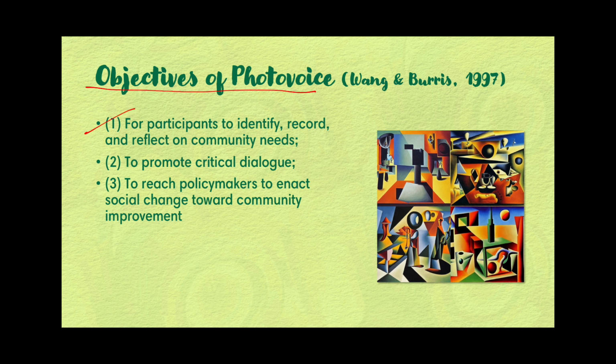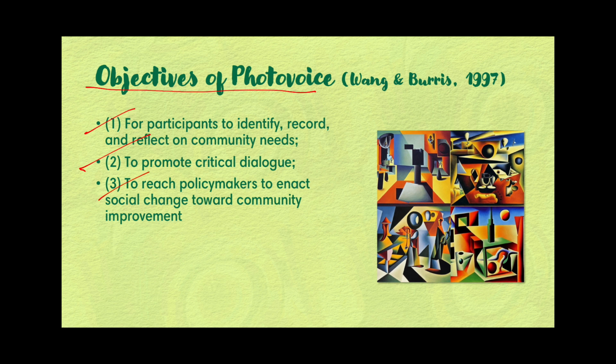The first one is for participants to identify, record, and reflect on their community needs or their personal needs as well. That is what we want them to do, to identify the struggles, their needs, the shortages and gaps that they're experiencing. Number two is to promote critical dialogue, because in this procedure, after photo documenting their struggles or their experiences or their everyday lives, we elicit conversations with these people.